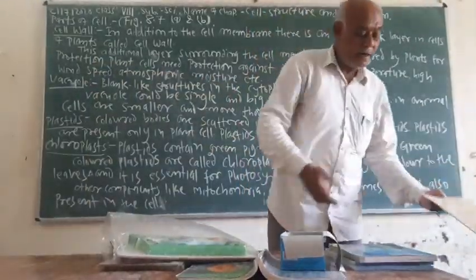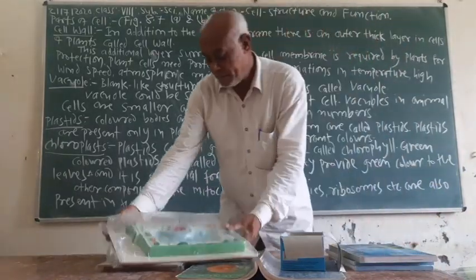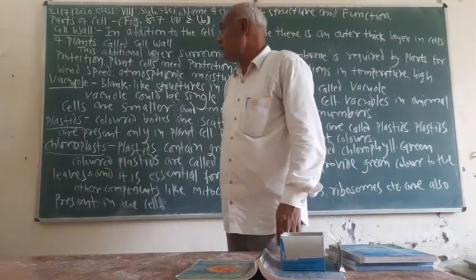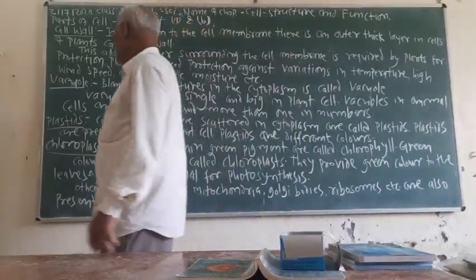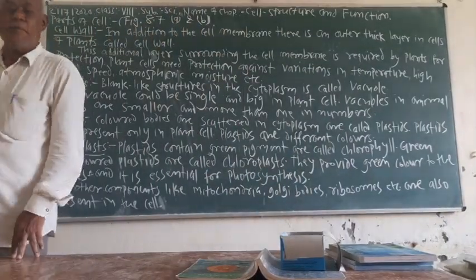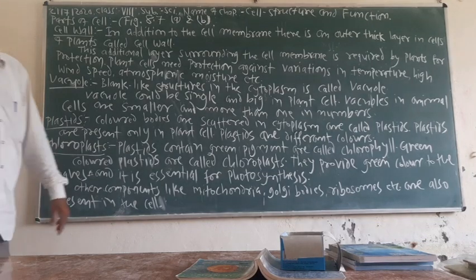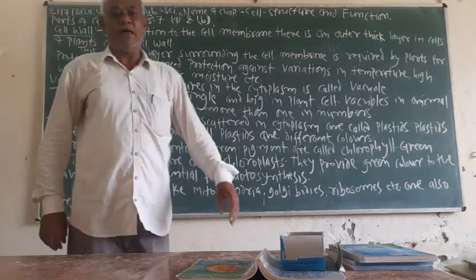So, in addition to the main parts or components of the cell, there are various other components like the cell wall, vacuole, plastids, chloroplast, etc., also present in the cell.